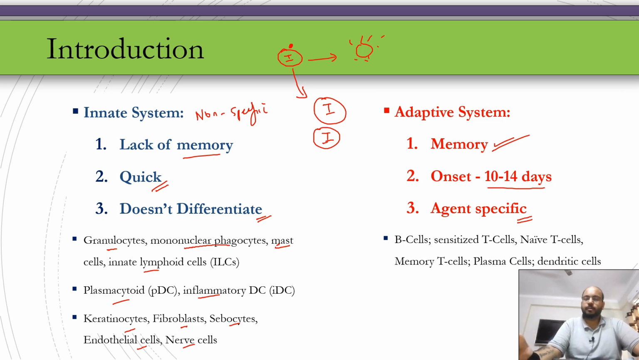So it's like a government employee again, but this time the employee reads what he is supposed to stamp and then chooses a different stamp for different purposes. So that takes time. You have to read it first, choose a stamp and stamp it. So it is specific to what it's doing. The cells of the adaptive system include B cells, sensitized T cells, naive T cells, memory T cells, plasma cells, and dendritic cell populations. Clear? But we'll limit our discussion in this video to the innate system. Clear? Let's move forward.